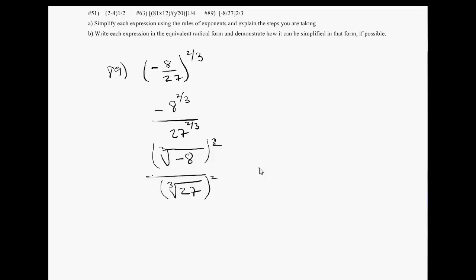Okay? So this becomes, so what is the cubed root of minus 8? Okay, well we know that that's going to be minus 2. Okay, and it's going to be to the second power still. And then the cubed root of 27, okay, is 3, and that's going to be to the second power. Okay, so minus 2 times minus 2 is 4. 3 times 3 is 9. Okay, so our answer again is 4/9, and then I'll leave that up to you to decide which form is easier for you to simplify.